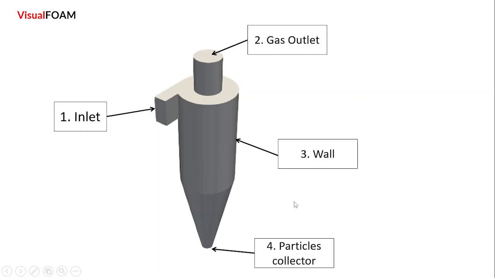And number three is the wall. So most of the surface here is the wall, of course, the wall boundary surfaces. And the last one here, at the bottom of the cyclone geometry, is the particles collector. So we will name it the particles collector. So overall we have four boundary surfaces.